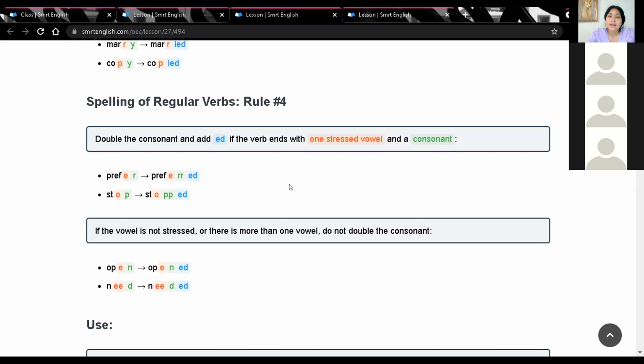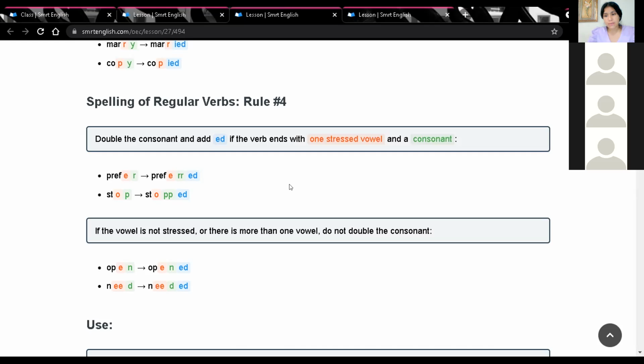What does it mean, teacher, about this word stressed? That's what I was telling you. If the vowel has a long sound, such as in stop, when we're saying, for example, you need to stop there, stop has kind of a long sound, the letter O. So it means that it's stressed. If it has a very short sound, it is not stressed.